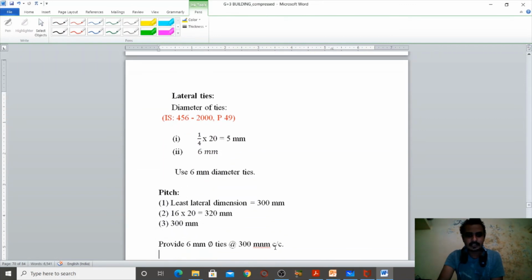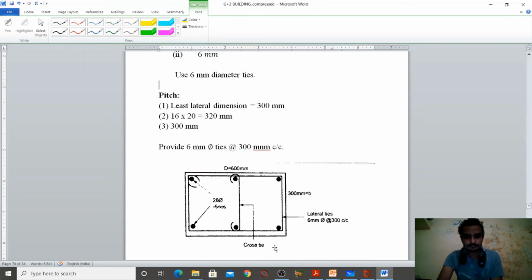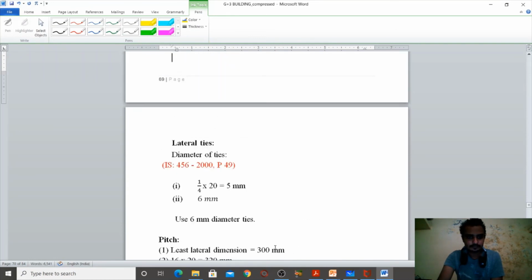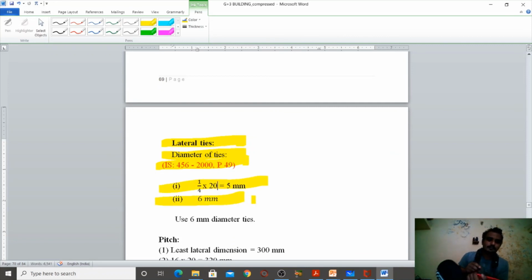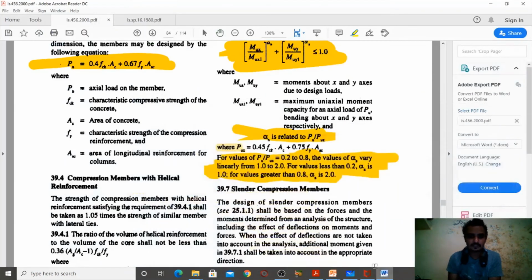Now we have to design lateral ties. First, the diameter of the tie. In IS 456 2000, page number 49, we have two conditions: 1 by 4 into 20, or 6 mm, whichever is greater. How does this happen? Let's check what is given in the IS code, page number 41.